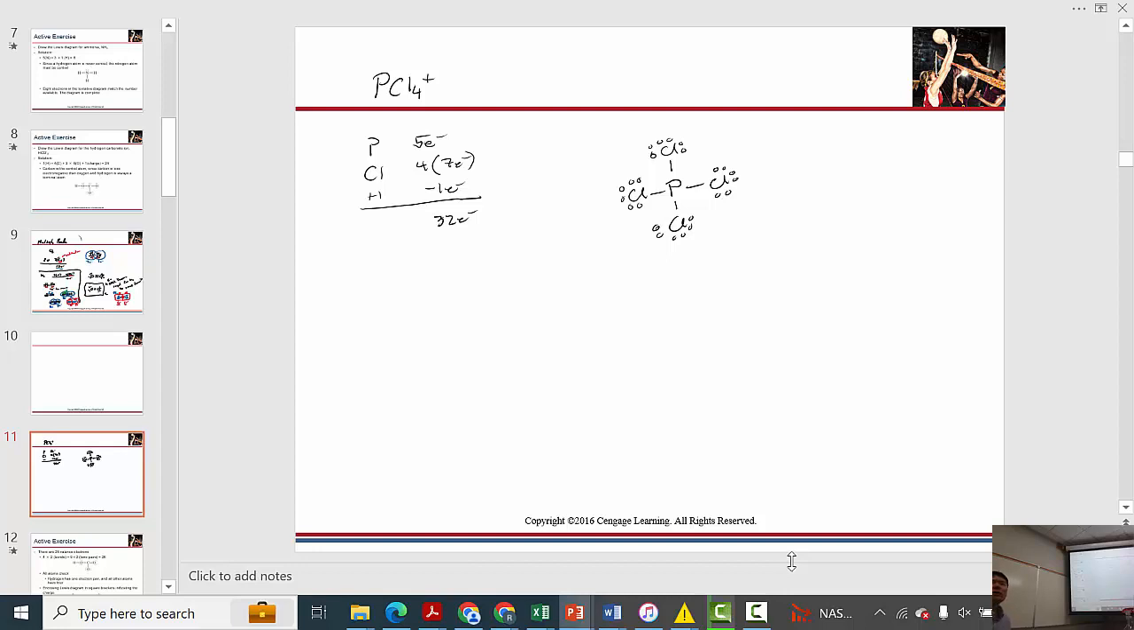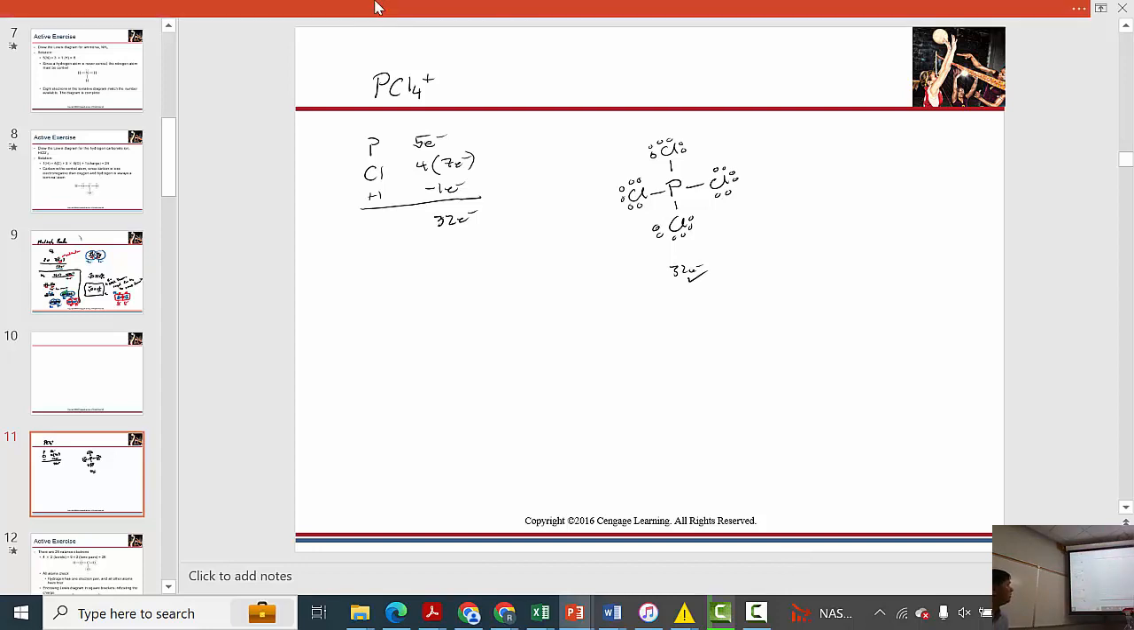All right, let's see if we went over the number of electrons that are allowed. How many electrons do I have in this structure now? So what I'll do is I'll just count this: 2, 4, 6, 8. 8 times 4 is 32 electrons. So this structure has 32 electrons, and that's good. That's what we're supposed to have.